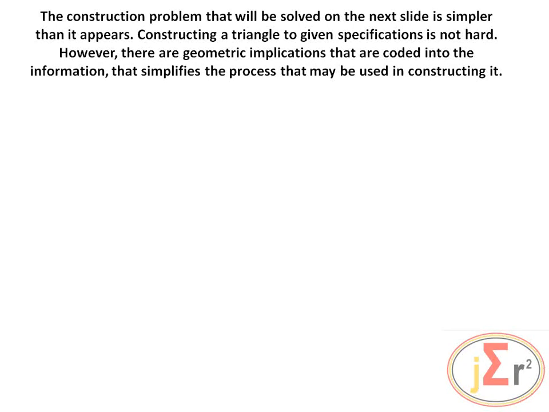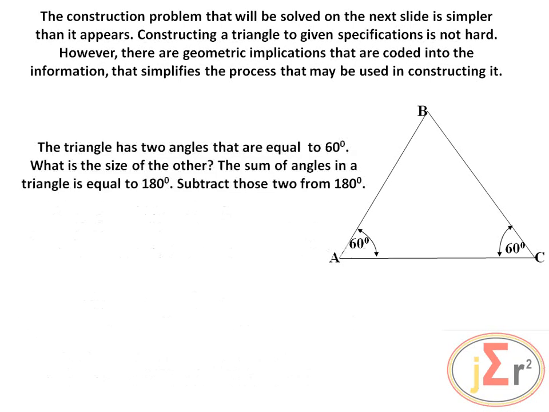We have geometric implications that are coded into the information that is given to us. And if we know those implications, then the construction may be simplified. There we have the one that we are required to reproduce.